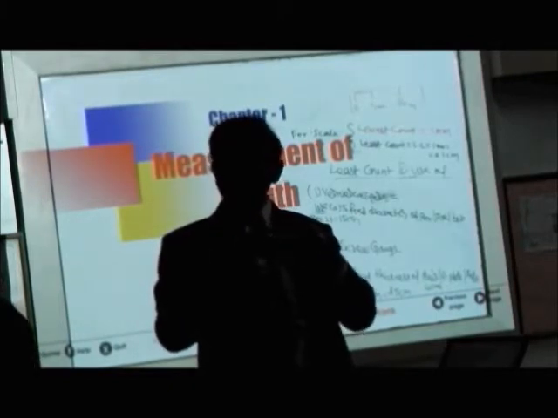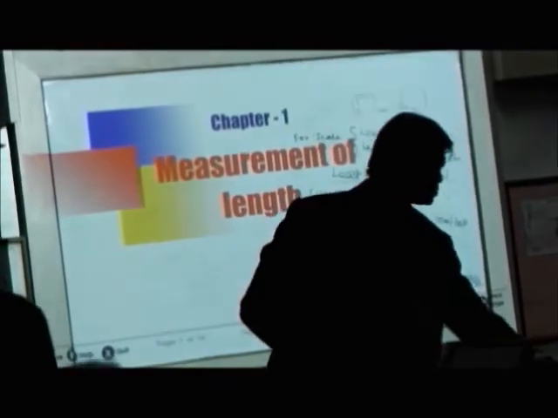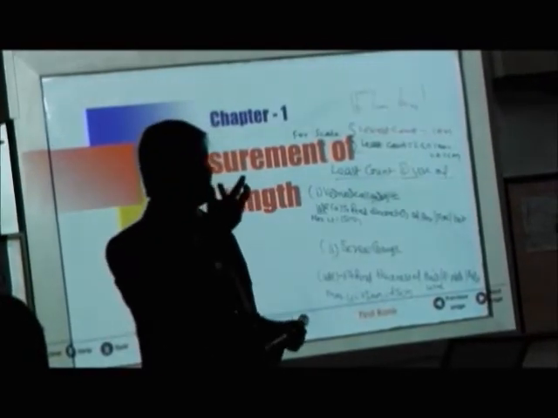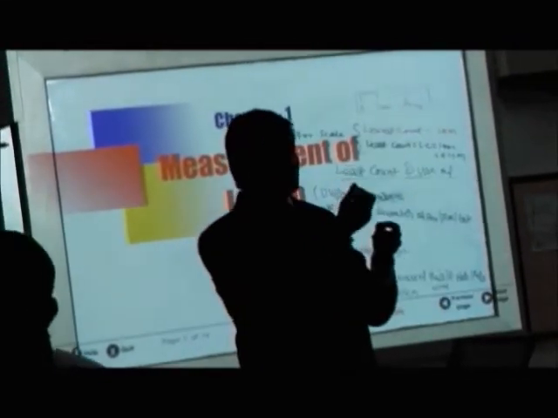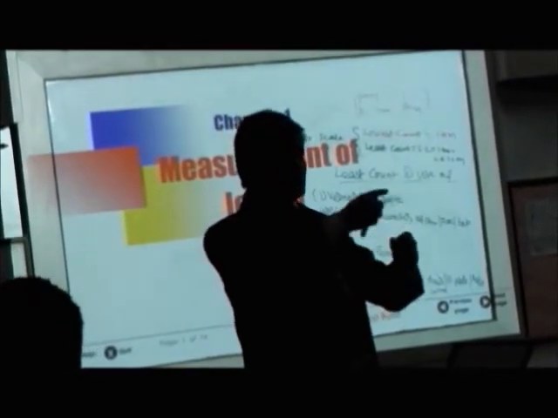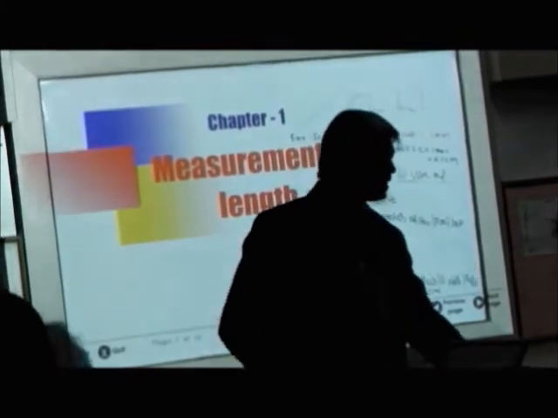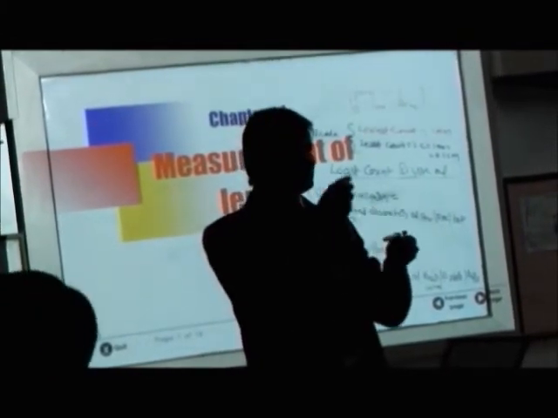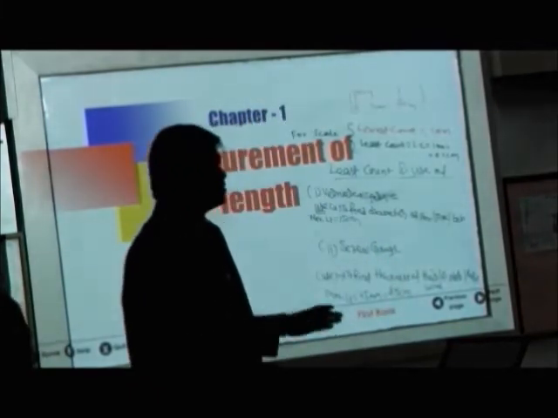If it is more than 2.5 mm, which one will you use? Vernier calipers. Suppose you must have seen the ball bearing. Ball bearing means a small ball, used in automobiles. For a ball bearing, you have to use the screw gauge because its diameter is 1 mm or 2 mm.